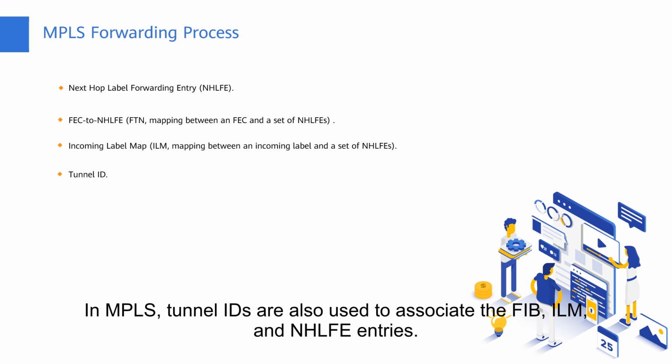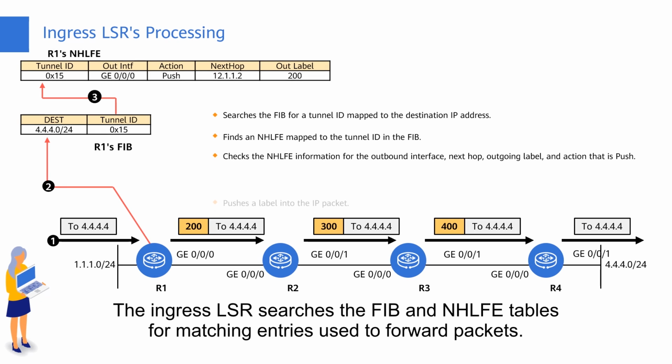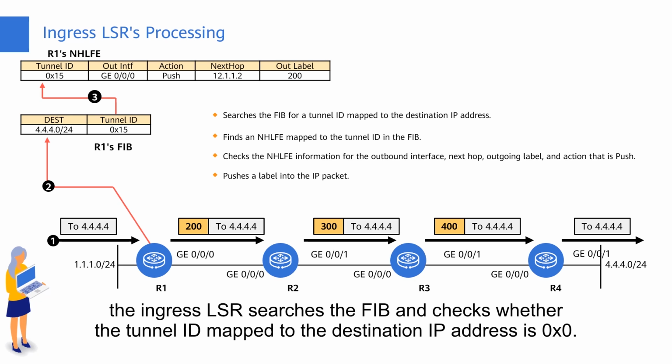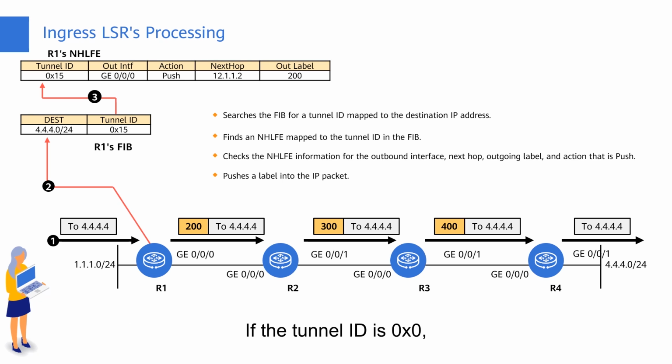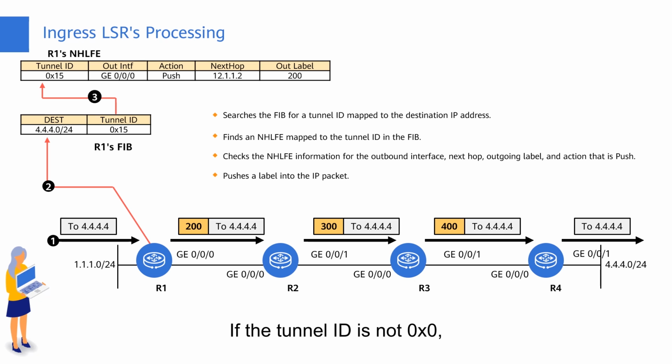ILM and NHLFE entries. The Ingress LSR searches the FIB and NHLFE tables for matching entries used to forward packets. When an IP packet enters an MPLS domain, the Ingress LSR searches the FIB and checks whether the tunnel ID mapped to the destination IP address is 0x0. If the tunnel ID is 0x0, the Ingress LSR performs regular IP forwarding. If the tunnel ID is not 0x0, the Ingress LSR performs MPLS forwarding.